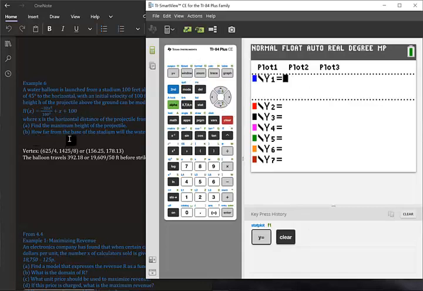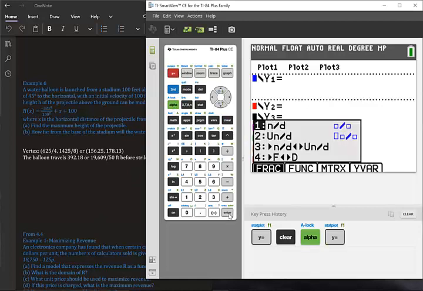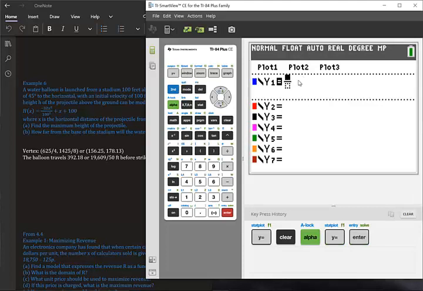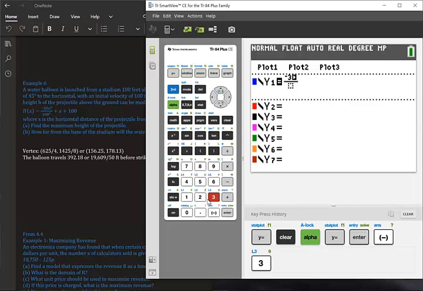Alright. If you have a newer calculator or if you're using this TI Smart View, then you can do this. Hit alpha, y equals, enter. If this doesn't pop up, just give me a second. I'll show you what to do. So we have negative. Negative is on the bottom. So -32 over 100 squared.